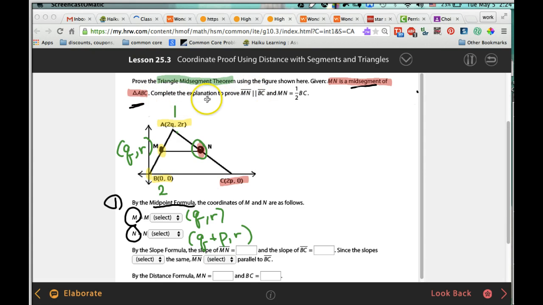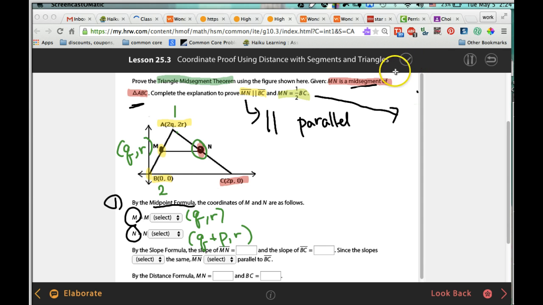It says complete the explanation to prove that MN is parallel to BC. So this is the part where I have to explain to you. You see these 2 lines that are standing next to each other? That means parallel. So MN and BC are parallel to each other. We got to prove that. And then the next thing we have to do is prove that the length of MN is half of BC. In order for you to do this, what kind of formula do you think you have to use?